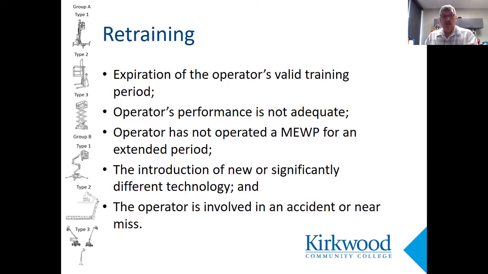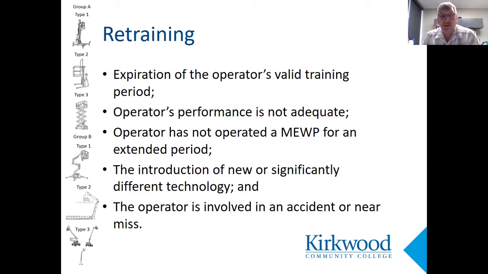I want to touch a little bit on retraining, and we go through this list, and it's pretty much why we train. Expiration of the operator's valid training period. Before you start asking questions and saying, hey, there is no time frame, that is correct. ANSI did not institute a time frame for retraining, like the forklift trainer. Every 3 years on the forklift, not a bad idea to go with that. But again, there's no OSHA, ANSI has not stated a valid time period here that everybody needs to get retrained on. That's really up to you, the company, that needs to do that.